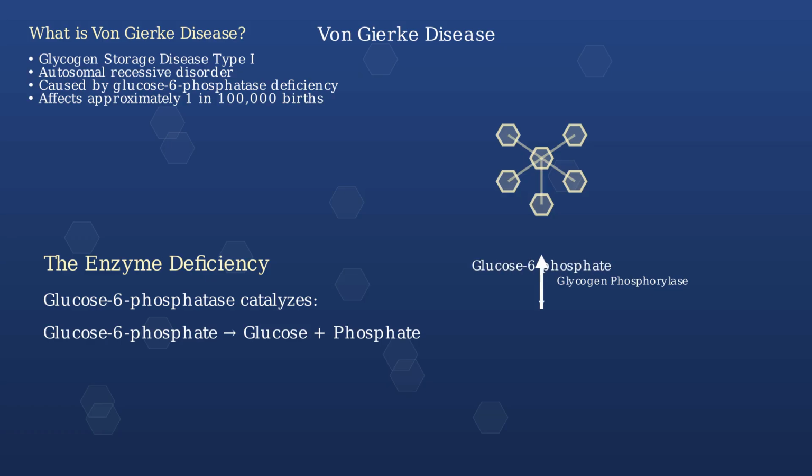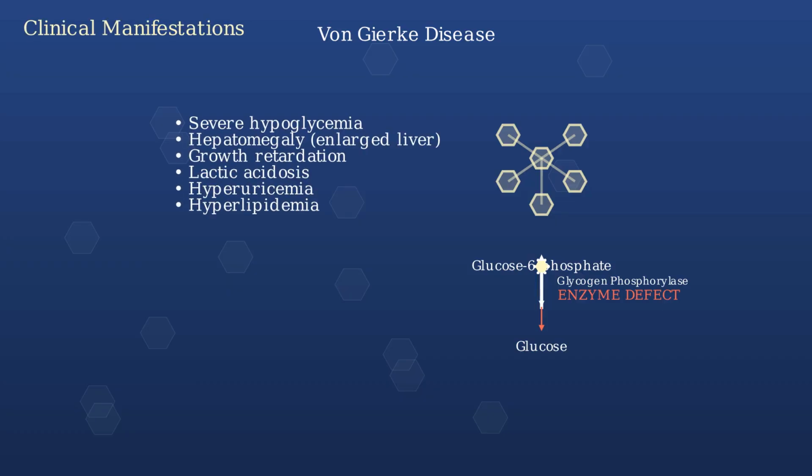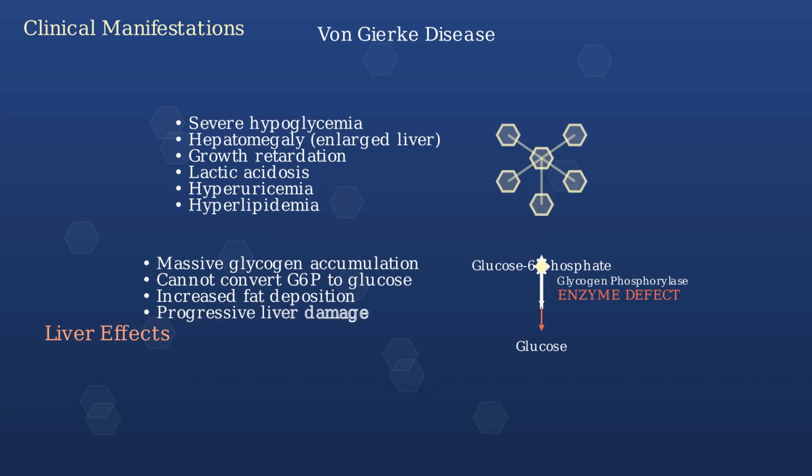However, the critical final step is blocked. Due to glucose 6-phosphatase deficiency, glucose 6-phosphate cannot be converted to free glucose, creating a metabolic bottleneck. This biochemical block leads to several severe clinical manifestations. The liver is particularly affected, becoming massively enlarged due to glycogen and fat accumulation.